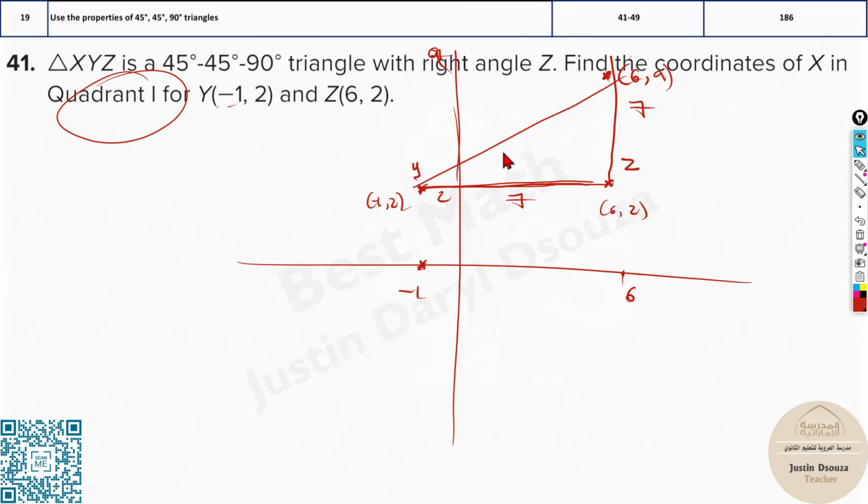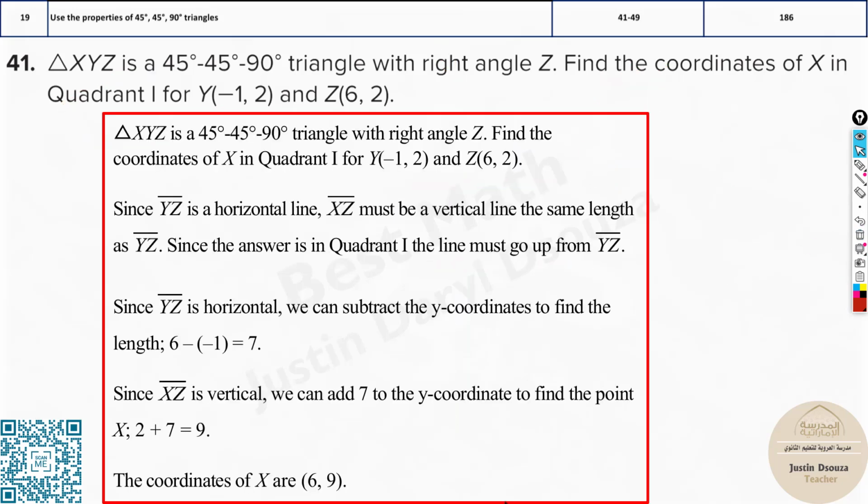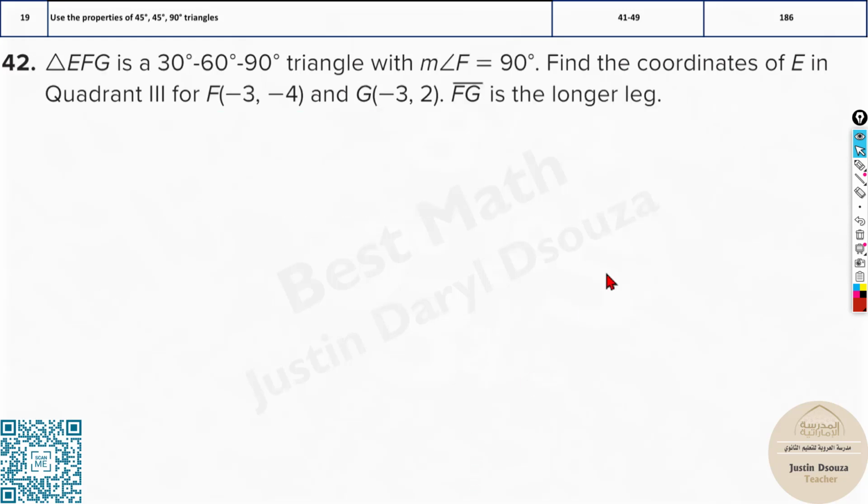So basically in 45-45-90, this base and one more base must be equal. Now in my drawing it's not accurate, but it must be equal. So if this is 7, this is also 7. That's why we get (6, 9). Now what about this one? Here also you can do the same thing.